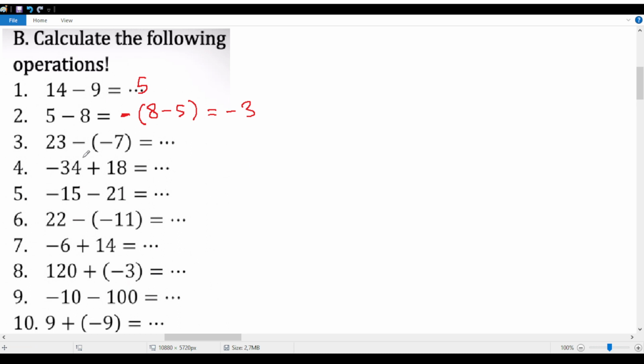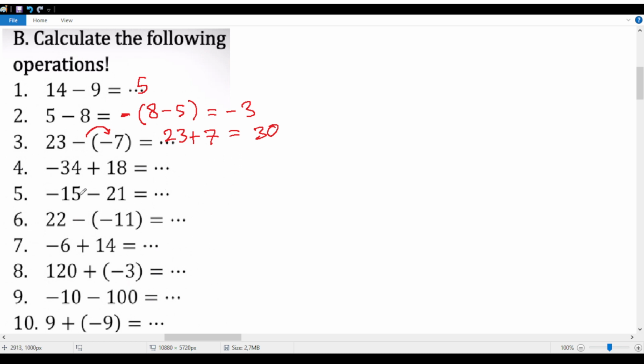Okay, what about this? This is minus and this is minus, so we'll multiply this one and it becomes 23 plus 7 and this is 30. Yeah.